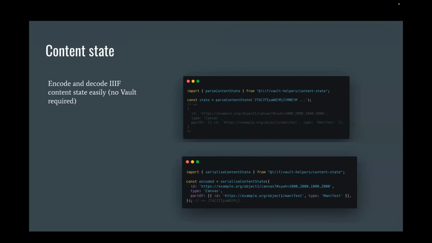Another standalone one is the content state helper. You can parse content state or serialize content state, and there's no dependency on Vault for this one, but having the code in the same place allows reuse. If you did have a Vault, you could integrate it in that way.